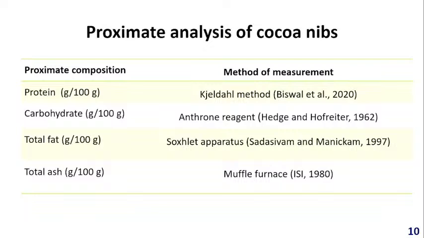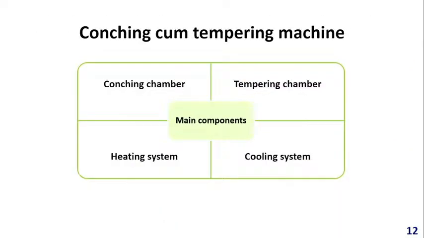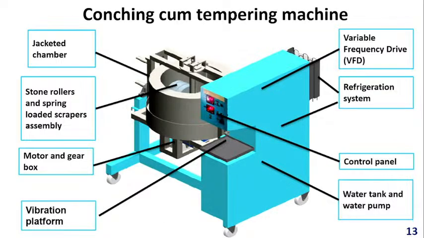These are the protocols and methodology being adopted in the work. Initially it was on design of the machine. The machine consists of a jacketed chamber made of SS304 grade with an outer diameter of 3 centimeters and inner diameter of 5 centimeters that provides an 8 centimeter clearance space for the liquid or water to be circulated, which has the provision to heat and cool. That is what we require in the conching and tempering process.